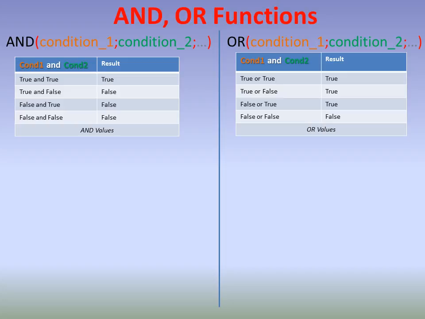Here you see the comparison between the functions AND and OR. The difference between these functions is that in the AND, you need all the conditions to be true in order to have a true result. If you have one of the conditions false, you will get a false result. With OR, you just need one of the conditions to be true in order to have a true result. Let's see two exercises in order to understand this.